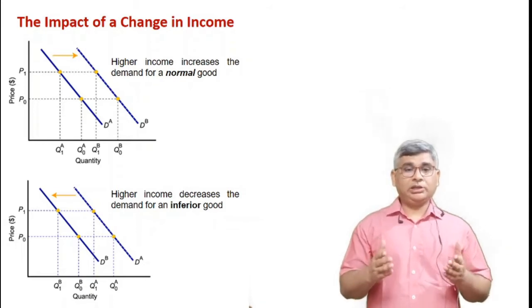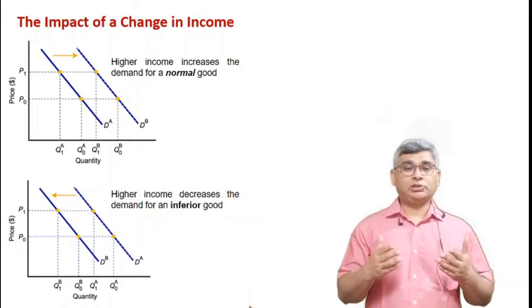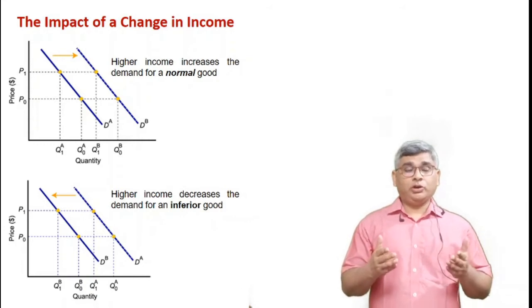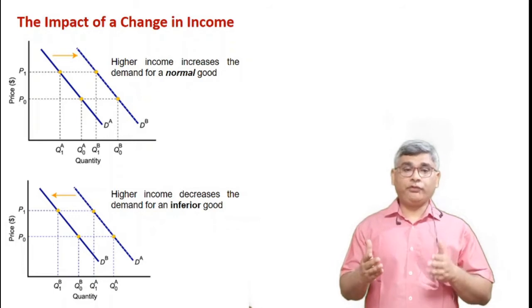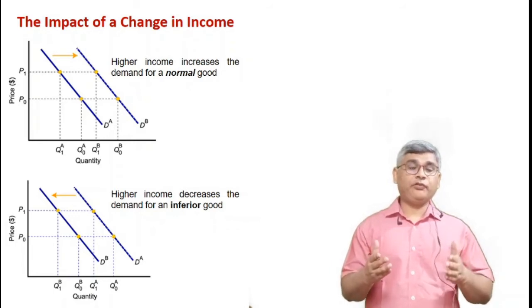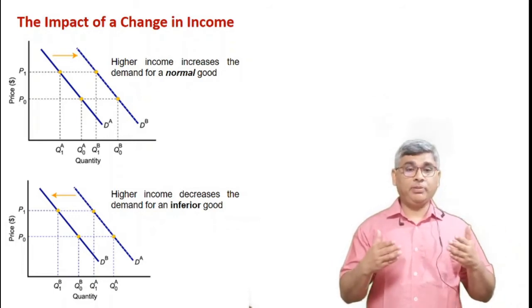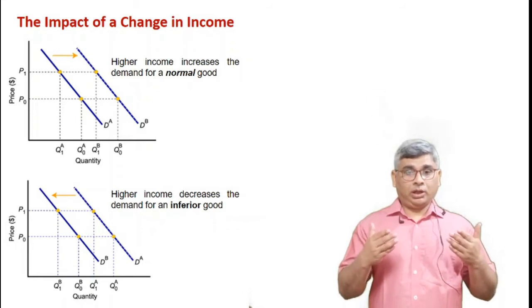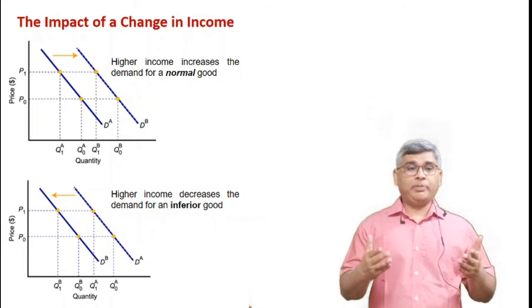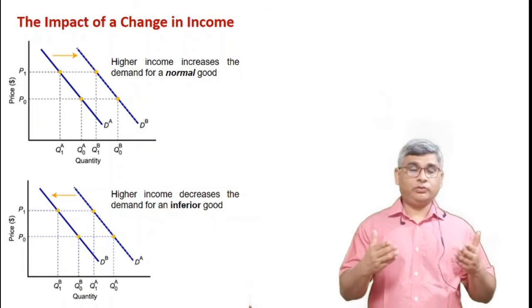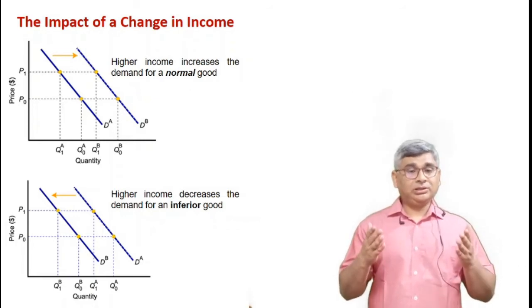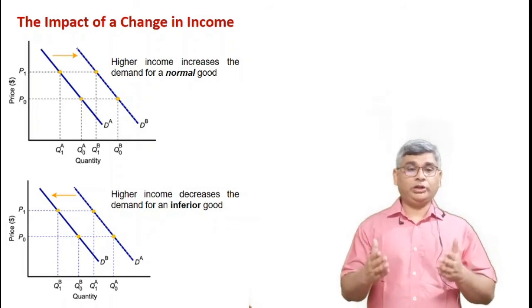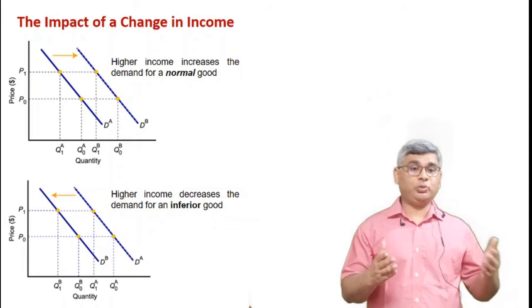Now the second thing is, let us take up the case of an inferior good. If the good is inferior, then with higher income the demand curve will shift from DA to DB, and this shift will be towards the left, because when the income is higher, the demand for the inferior good will fall. This is because there is a shift in the demand curve. Now the demand curve is moving from DA to DB, and that shift is towards the left.